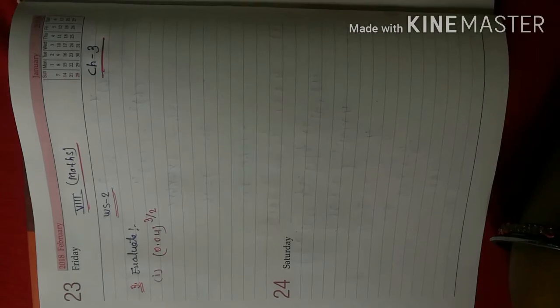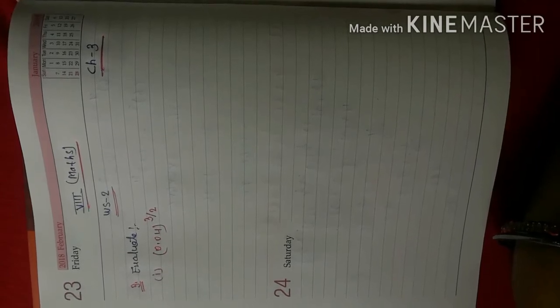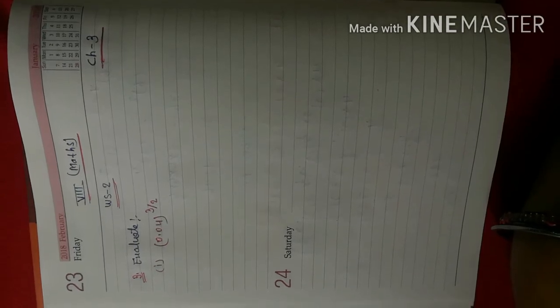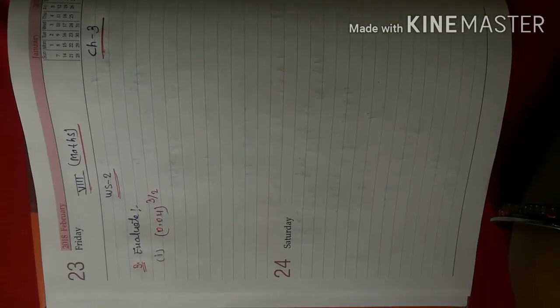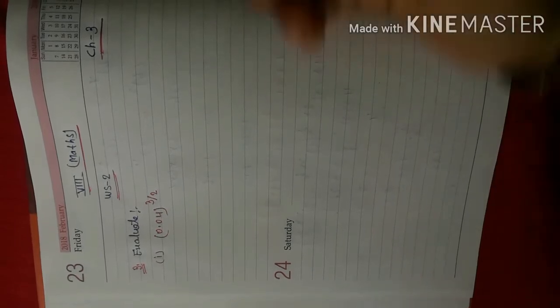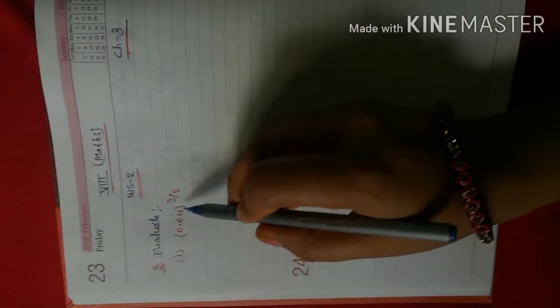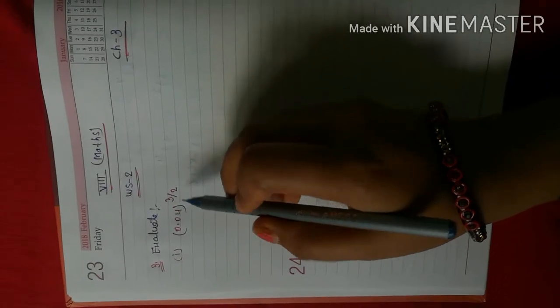In the previous video we had done worksheet 1 and we started worksheet 2. Till question number 2 we had completed. Now we will do question number 3. Our question number 3 is evaluate. First part is 0.04 whole to the power 3 by 2.